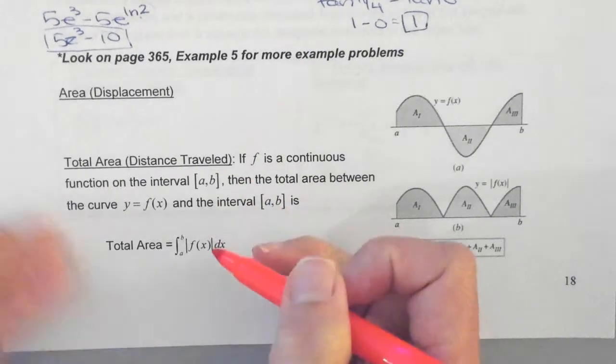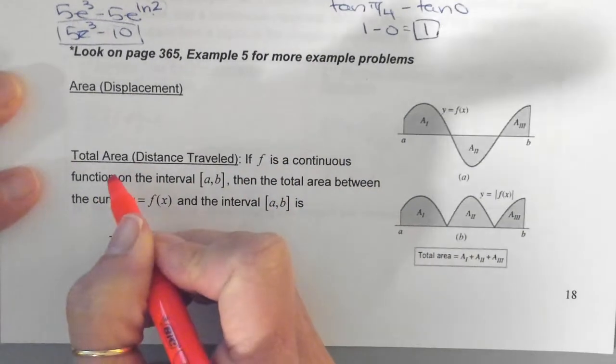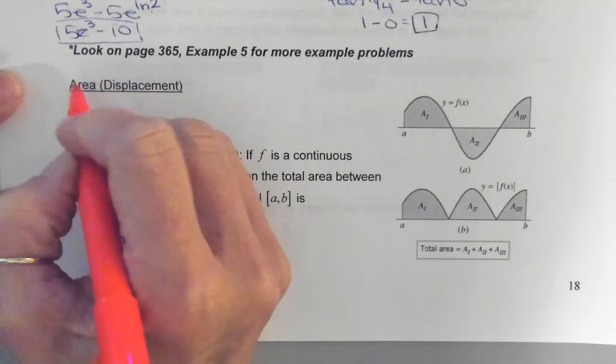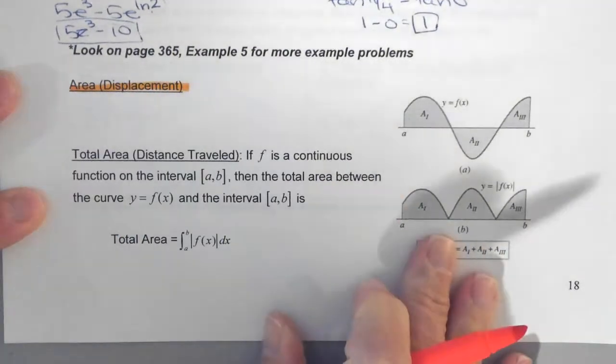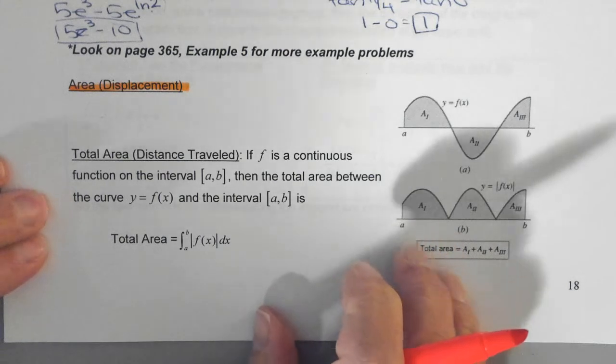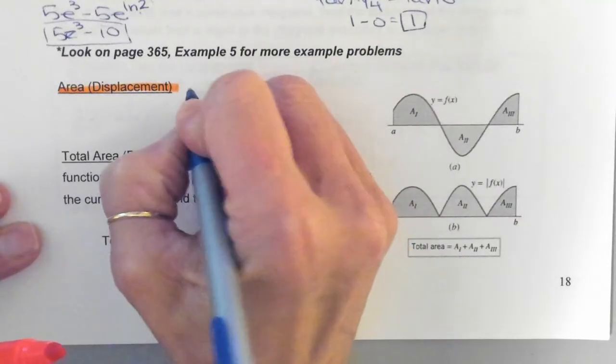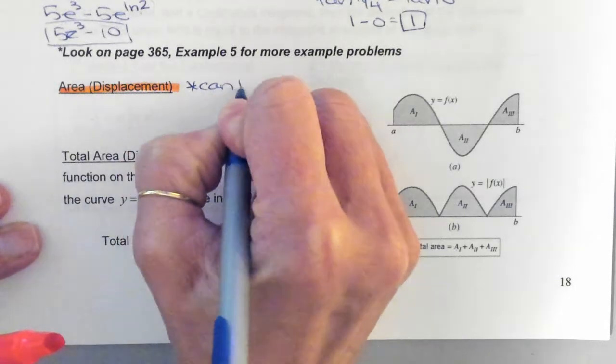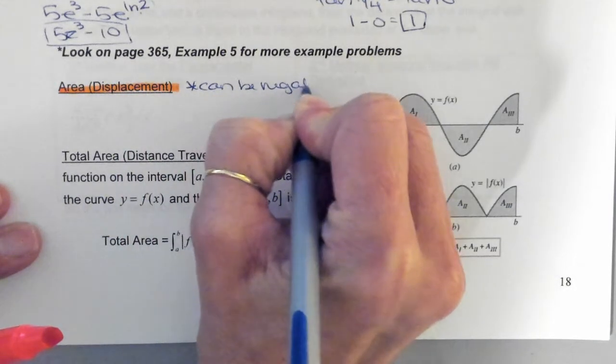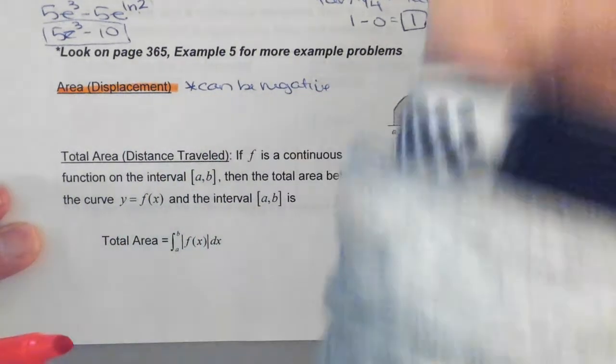All right. So let's talk about the difference between area and total area. Here we have area, also known as displacement. We're going to get more into this later. But what you need to remember is if the directions say find the area, which represents the displacement, this can be negative. Okay, so let's take a look at this graph here.